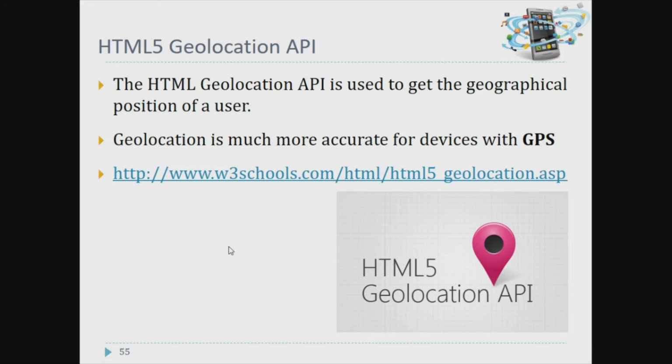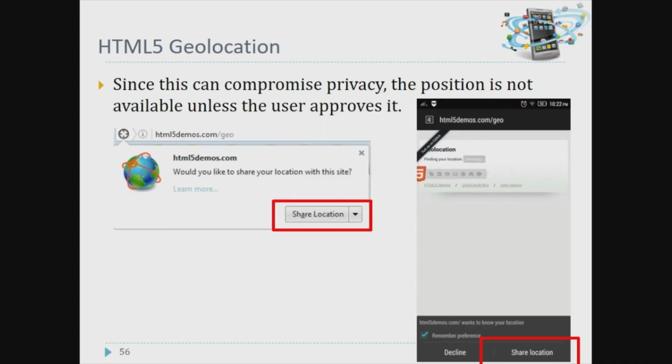What is the HTML5 geolocation API? If you want to develop a mobile application, you can use the Google API for geolocation. Okay, since this can compromise privacy, the position is not available unless the user approves it.